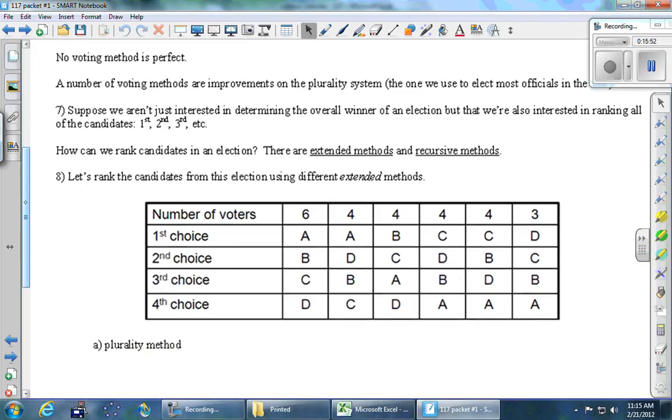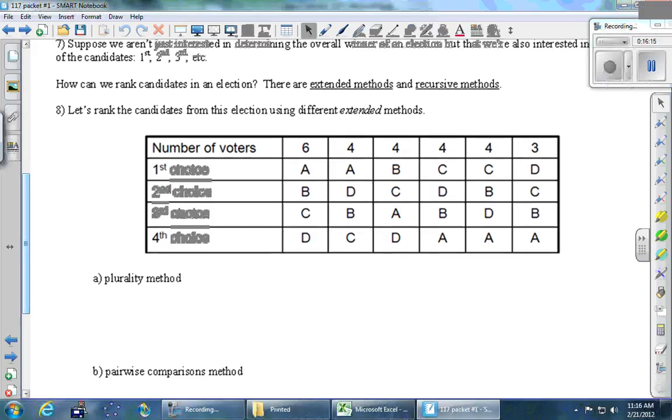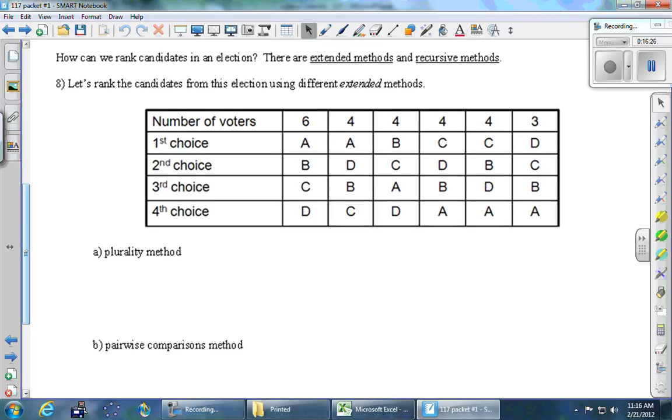Okay, let's jump to 7. This is our second topic for today. So we're going to look at 2 different ways to rank candidates. Again, the idea is not just to find the winner, but to say, well, who is second place and who is third place? The first methods are the easier ones. They are called extended methods. You'll see why we use that name in a minute, but let's give it a shot. Here's the preference schedule. Can you guys conduct a plurality method to find the winner at your table?